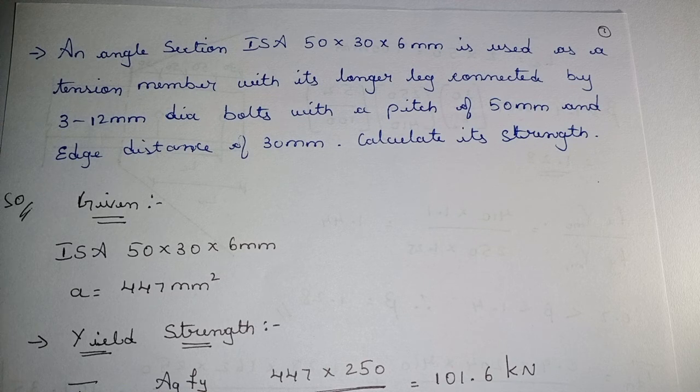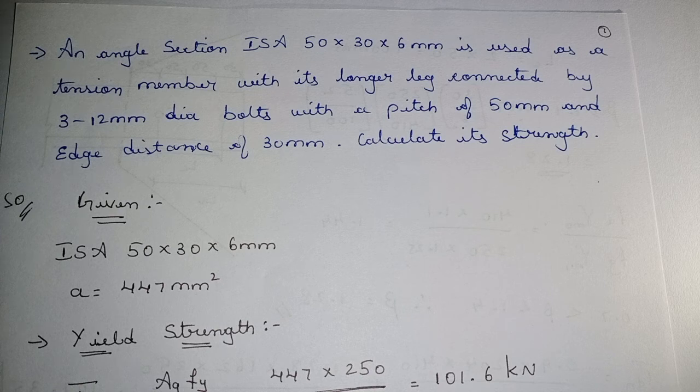An angle section ISA 50 by 30 by 6 mm is used as a tension member with its longer leg connected by 3 bolts of 12 mm diameter, with a pitch of 50 mm and an edge distance of 30 mm. Calculate its strength. As we discussed previously, first we need to find the area and so on. Next we need to check for yielding, rupture and block shear.